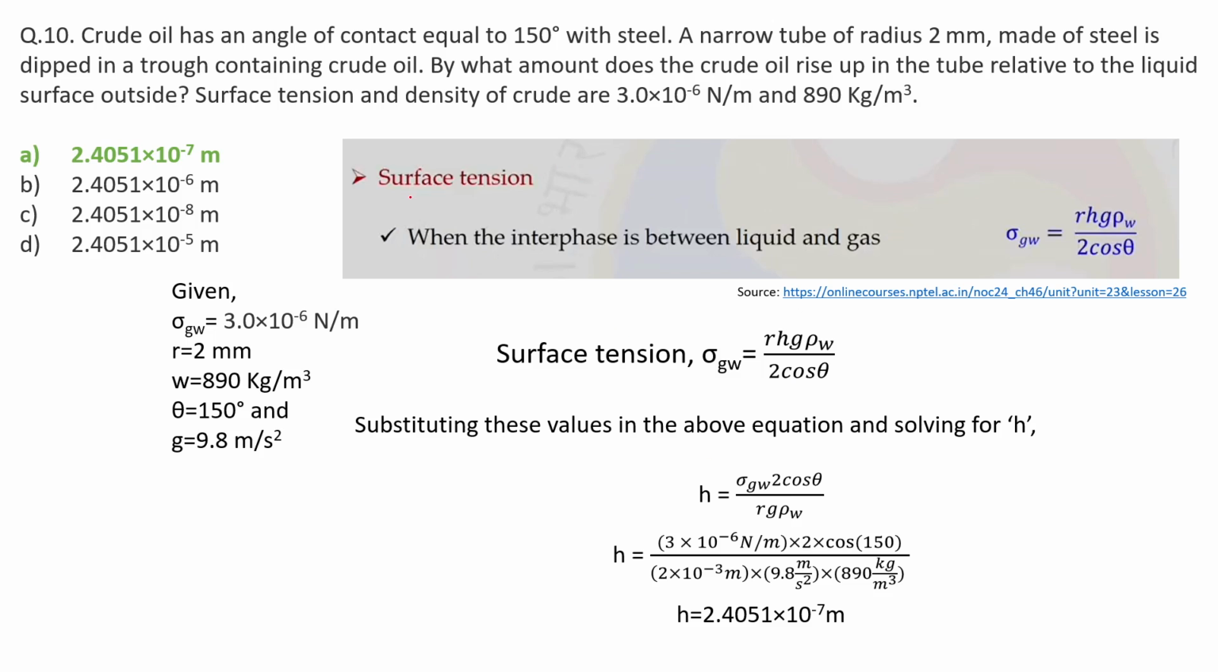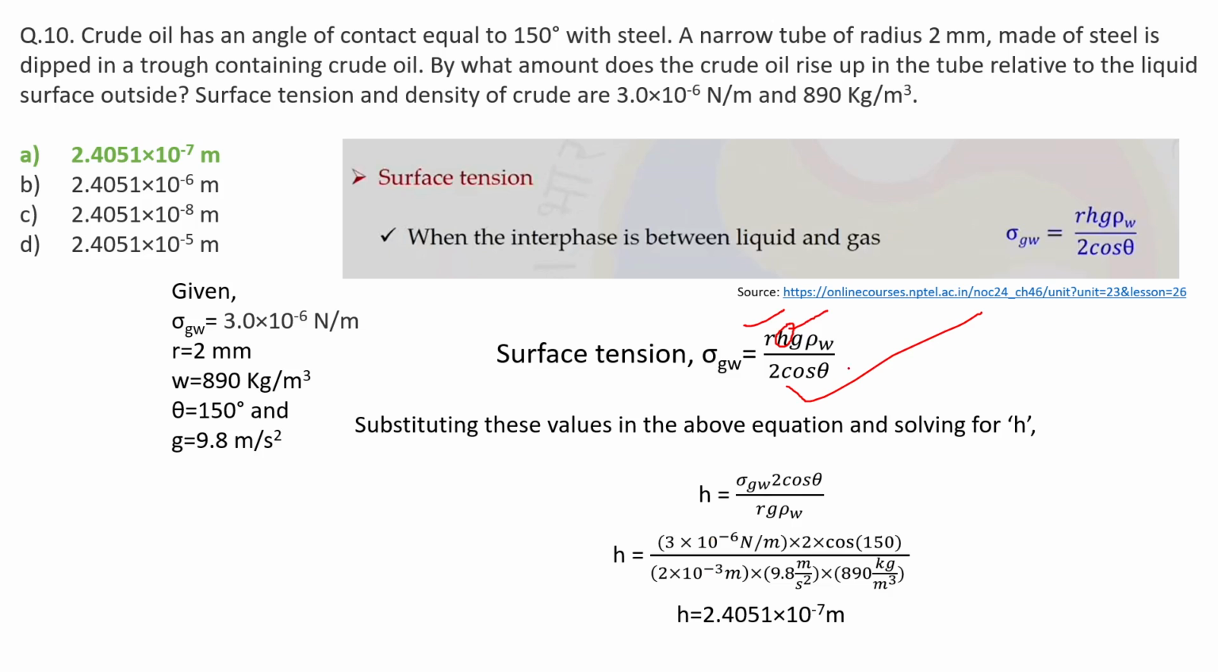From this, we have to find out the rise of the crude oil in the tube. So that means we have to find out the value of h here. The equation for surface tension needs the radius, the height, the value of g, density, and the angle of contact. We already know the value of surface tension and all the other values, so from that we can find the height of rise of the liquid.